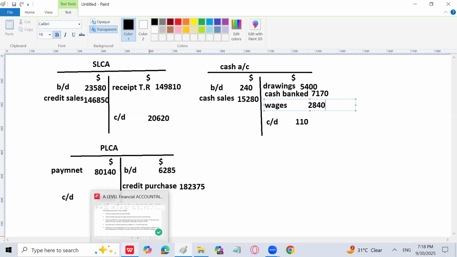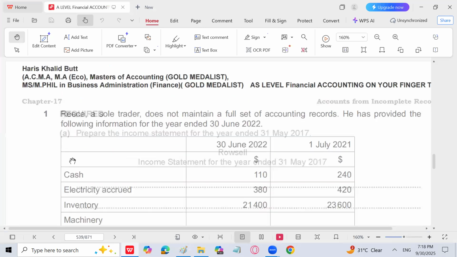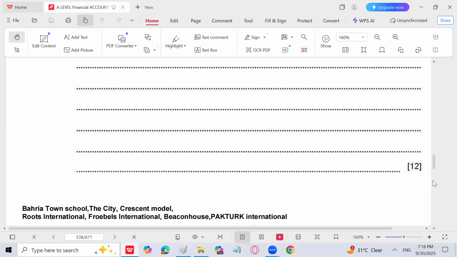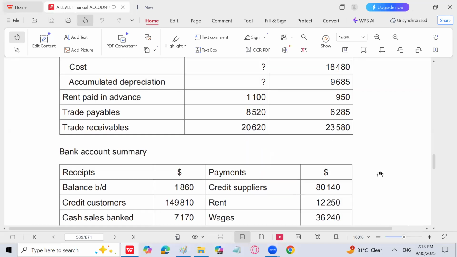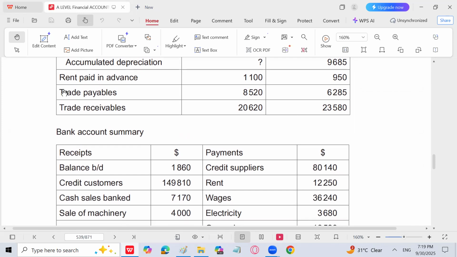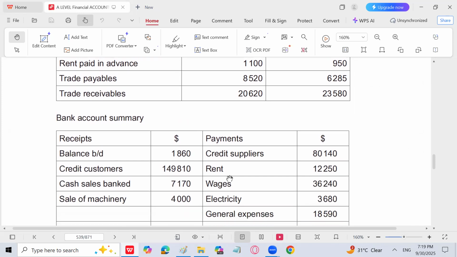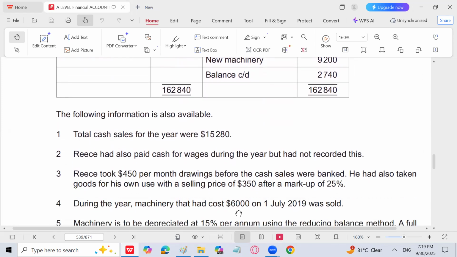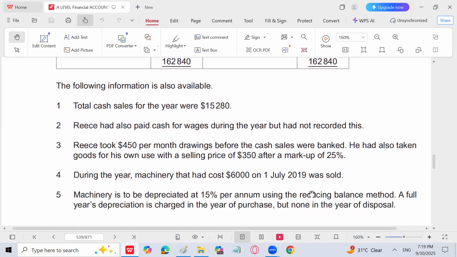Now, I'm supposed to find the depreciation. For that, I have to prepare the asset account, the machinery account. Machinery is given here, cost and depreciation. But we have sold machinery also. So let's find out the machinery sold. The cost of the machinery sold is 6,000 on 1st July 2019. Machinery that has cost 6,000 on 1st July 2019 was sold in the current year. Depreciation is 15% using the reducing balance method, a full year depreciation is charged in the year of purchase, but none in the year of disposal.